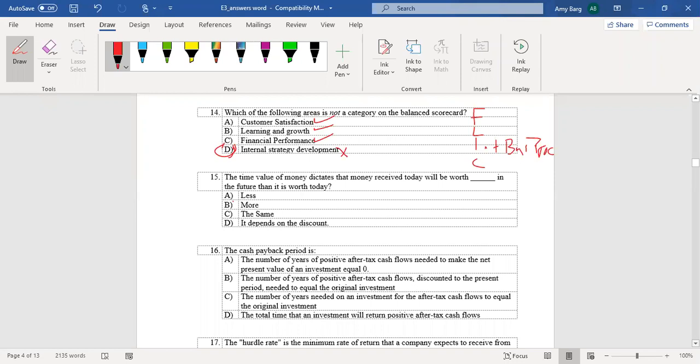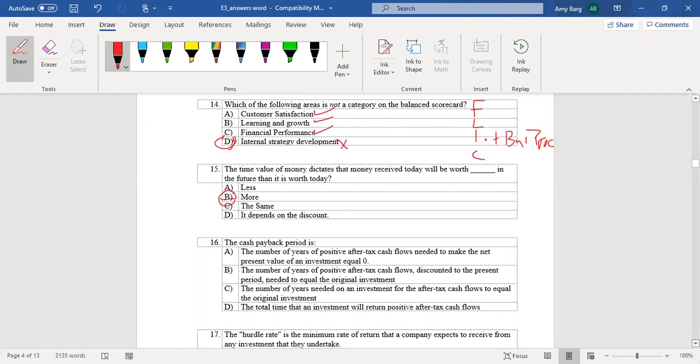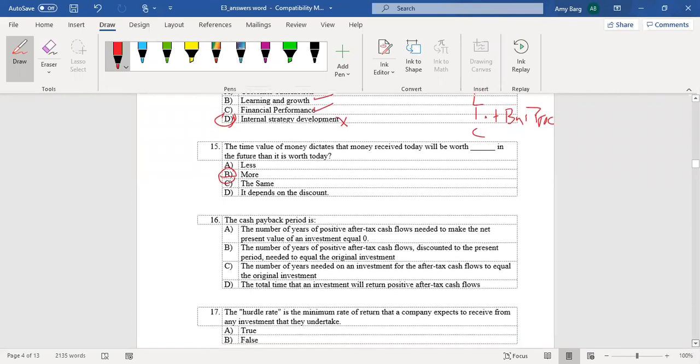15. The time value of money dictates that money received today will be worth what in the future than it is worth today? The time value of money dictates that money received today will be worth more in the future than it is worth today. So $1 received today is worth more tomorrow than it was today, presumably because you did something smart like investing it. The answer to that one is more.